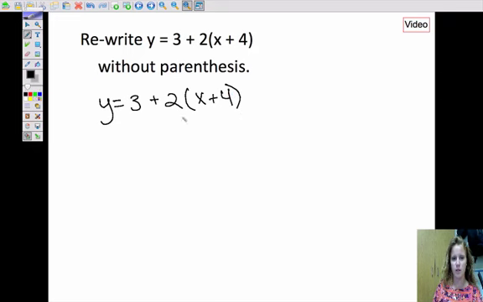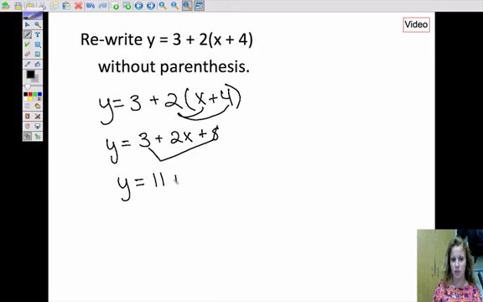First I'm going to use the distributive property. So I'm going to take 2 times x and 2 times 4. And I'm going to rewrite that as 3 plus 2 times x would be 2x. 2 times 4 would be 8. Okay? And then I need to simplify by adding like terms. We don't have any other x's, so 2x will stand alone. But 8 and 3 are like terms, so we can add them together. So we have 11 plus 2x.